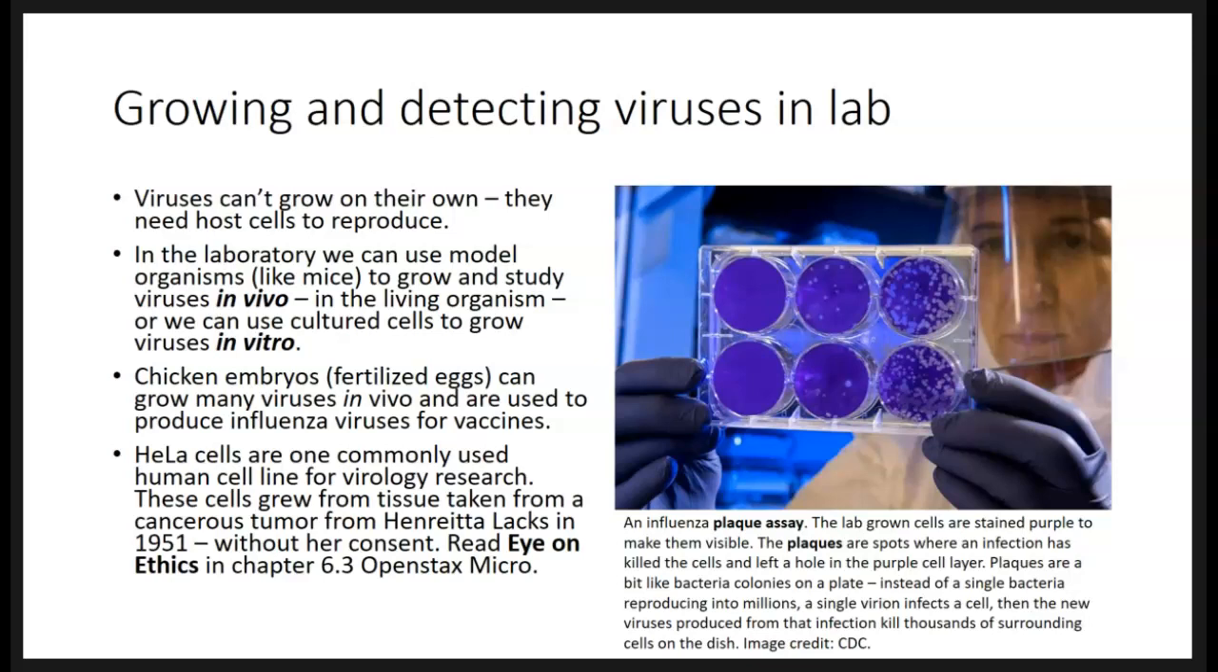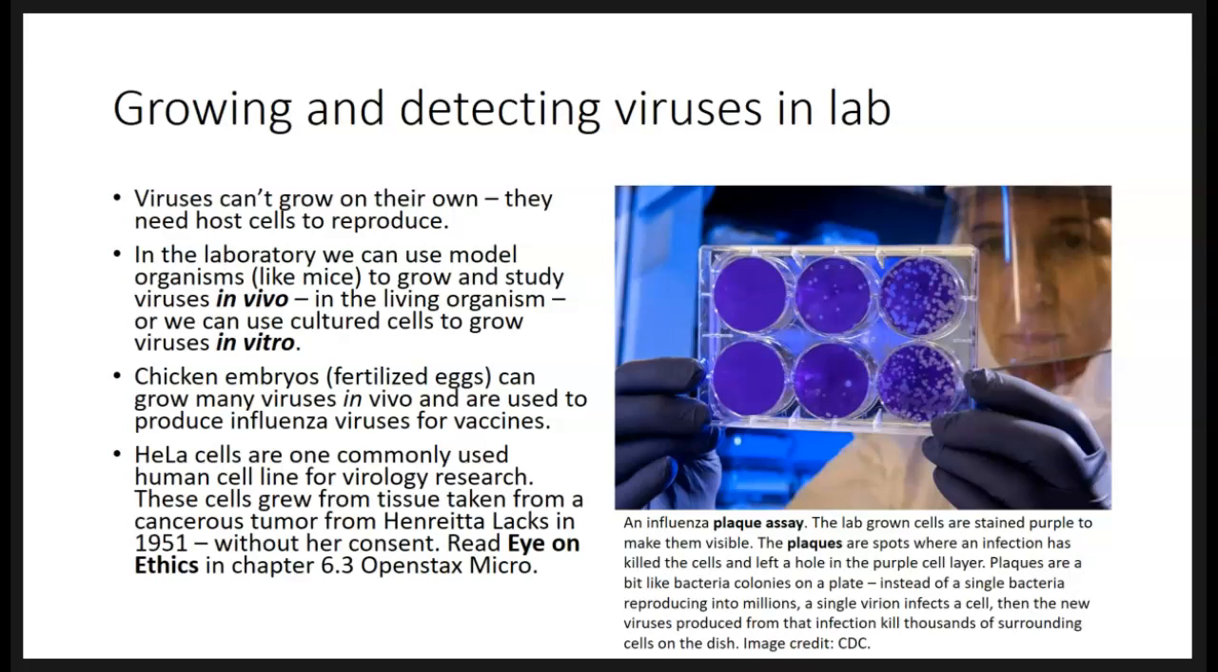So if we want to study human viruses or viruses that reproduce in mammalian cells, we need some cells to grow those viruses in. So we grow human viruses by using human cell lines. Right? So we have specific human cells that we're able to grow in lab. One example of these are HeLa cells that were cultured from tissue taken from a cancerous tumor from a woman named Henrietta Lacks in 1951.